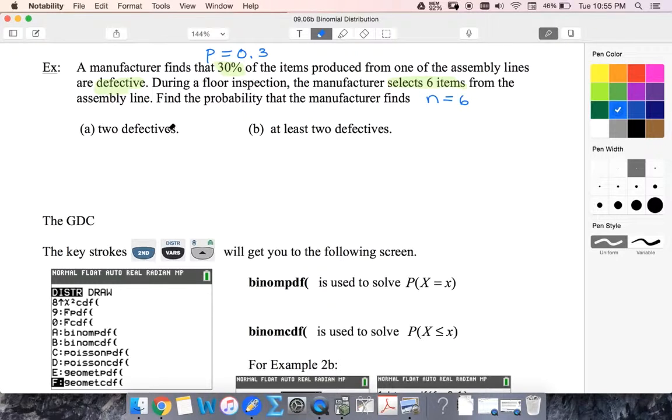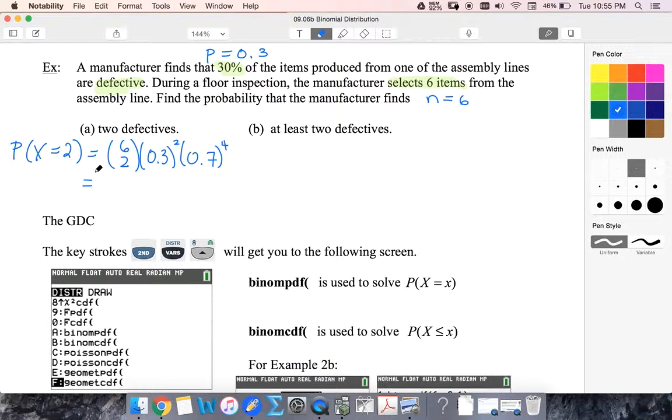All right, exactly 2 defectives. That's the probability that x is equal to 2. So that's going to give us 6 choose 2, 0.3 to the second power, 0.7 to the fourth power. Notice it's a little bit different from our binomial theorem, because now our r value is actually going with the p-value.